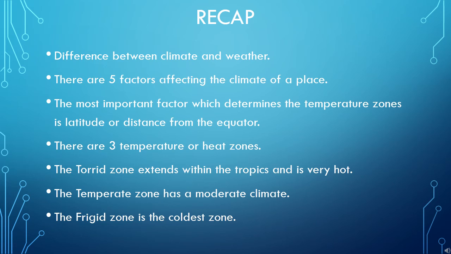The torrid zone, which extends within the tropics, is very hot, the hottest zone of the earth. Then we studied about the temperate zone, the name itself depicts that temperate means moderate, and so it has a moderate climate, neither very hot nor very cold. And lastly, we studied about the frigid zone, which receives the very slanting rays of the sun, and hence, according to the name, frigid means the coldest zone of the earth.